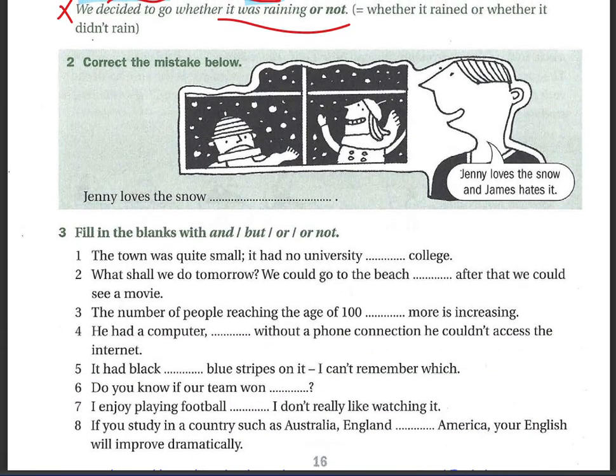Part 2. Correct the mistake below. Jenny loves the snow and James hates it. Look at here. One of them loves and one of them hates. There is a contrast here. So, what should you write? Very good. We should write but. But James hates it.